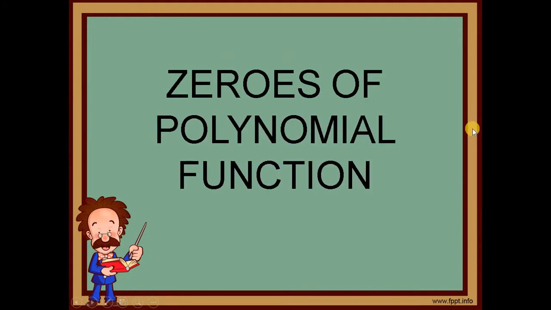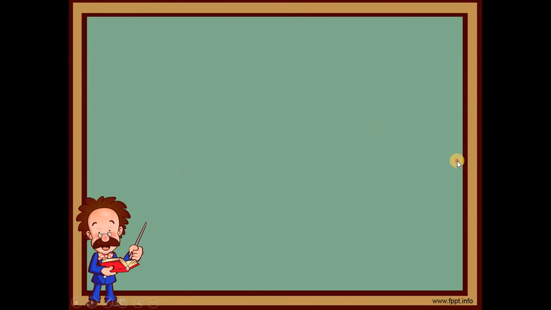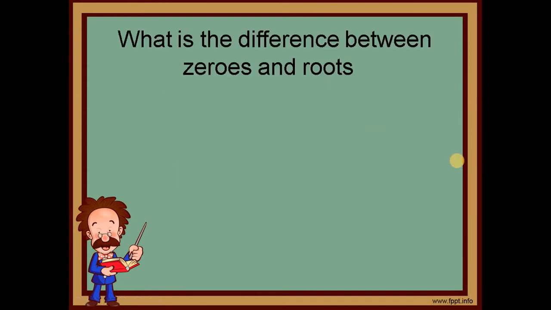Now let's proceed to zeros of polynomial function. Someone asked me this question. This is from the grade 10s. Since they read the module, the question is: Sir, what is the difference between zeros and roots? So here's my answer, since this might be a question of others too.